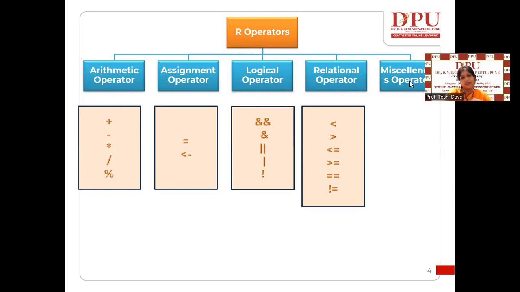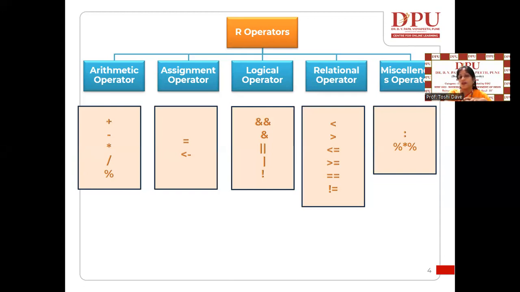Next and last is miscellaneous operator. Miscellaneous operators are colon and percentage multiplied by percentage symbol. Now colon, as you all know, will give you a sequence. If you remember, if you need to print a sequence of numbers, you have to mention the start and end. 11 colon 20 means you want to print the sequence from 11 to 20, and 11, 12, 13, 14, 15, 16, 17, 18, 19 and 20 all will be displayed to you. And this is how you can use the colon operator.